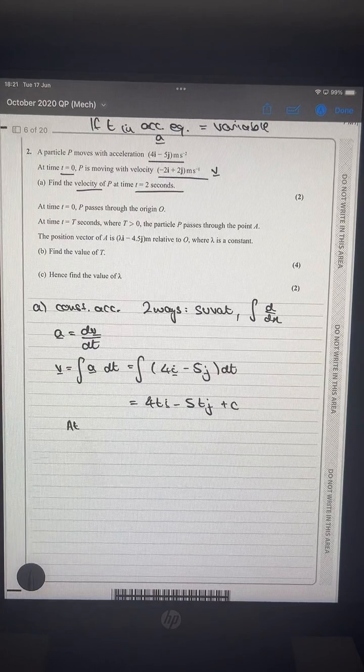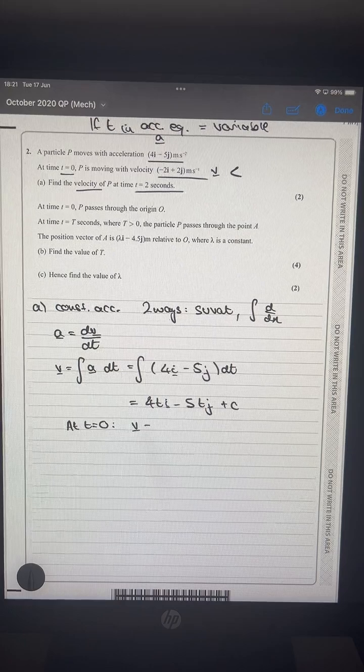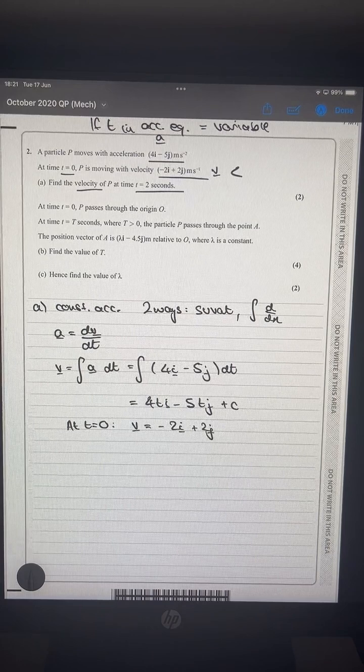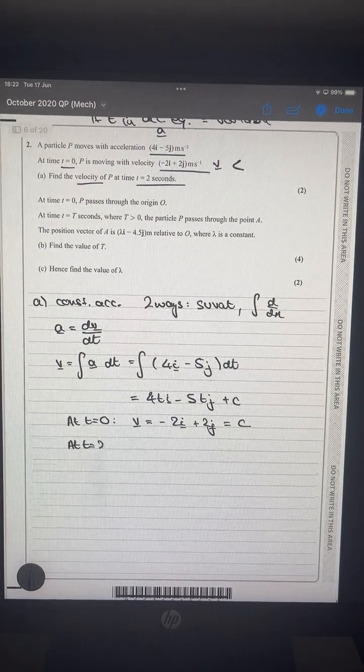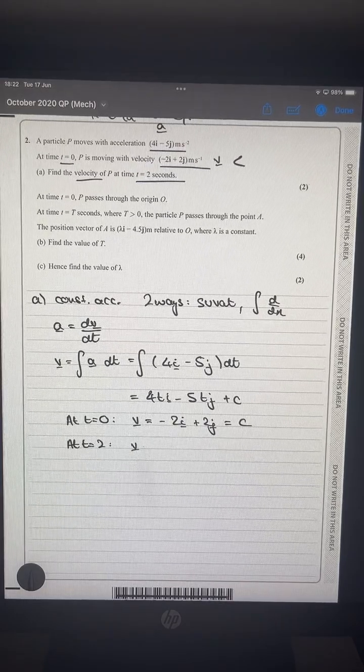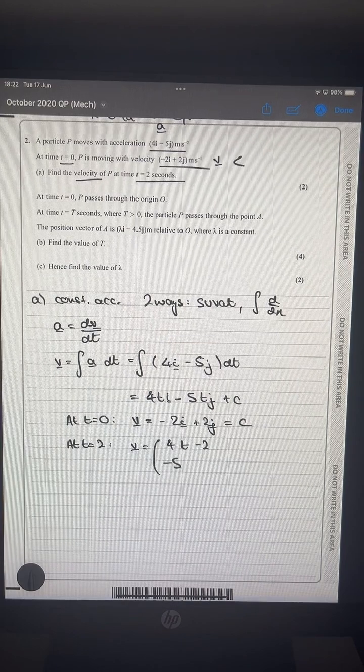So at t equals 0, I need my boundary condition, which they've given me here. The velocity is equal to minus 2i plus 2j. That is going to be equal to c, right? Because t being 0 gets rid of these t components. So at t equals 2, the velocity is equal to 4t minus 2, those are my i components, and I'm just switching to column vector form too, and then minus 5t plus 2 for my j components.